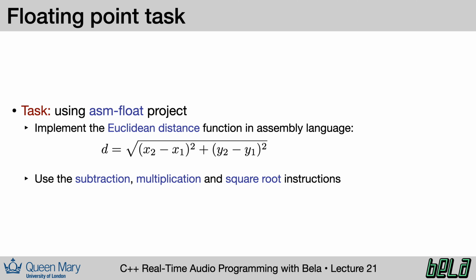This brings us to the final task of this lecture. In the companion materials, you'll find a project called ASM Float. This project gives you a template function for calculating the Euclidean distance between 2 points in space. Your job is to implement the assembly language instructions needed to calculate this equation. As I mentioned before, I suggest that you actually write out comments first about the order in which you want to do these calculations, and then only once the comments are written do you write the assembly language instructions to implement it. Pause the video here and give it a try.